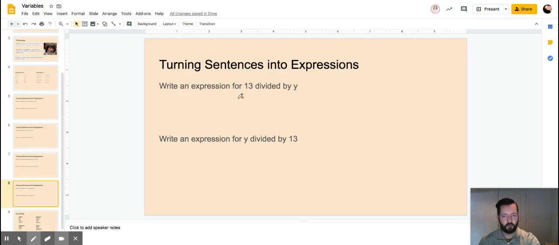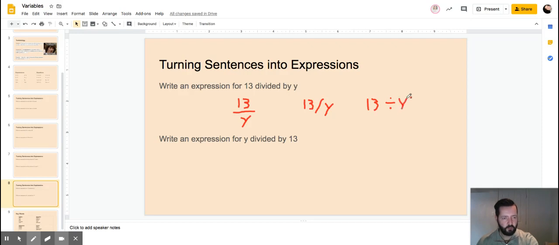We are taking 13, which is my first number, and we are dividing it by y. So we will use this notation. So 13 divided by y would be one proper way to write that. A second proper way to write that would be using that other symbol that I showed you earlier in this slideshow, which is just a little backwards slash, 13 divided by y. And another proper way of writing that would be 13 divided by y using the division symbol. Okay, 13 divided by y.